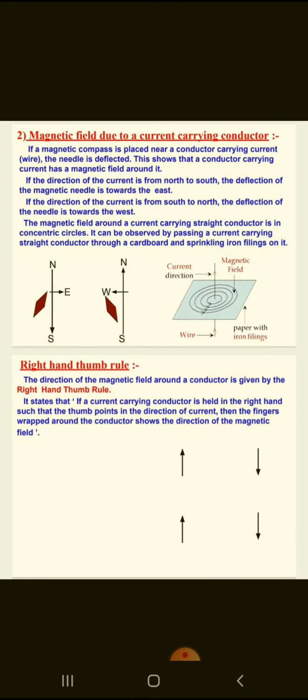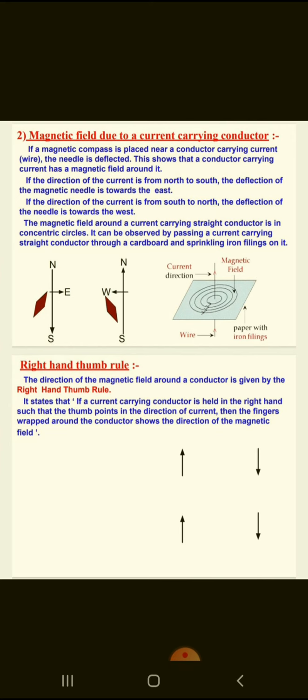So, in my previous class, we had discussed the magnetic field and magnetic field lines. Today, we will discuss the magnetic field lines due to a current carrying conductor. If we have a current carrying conductor, what will be the direction of the magnetic field lines? Today, we will discuss it.